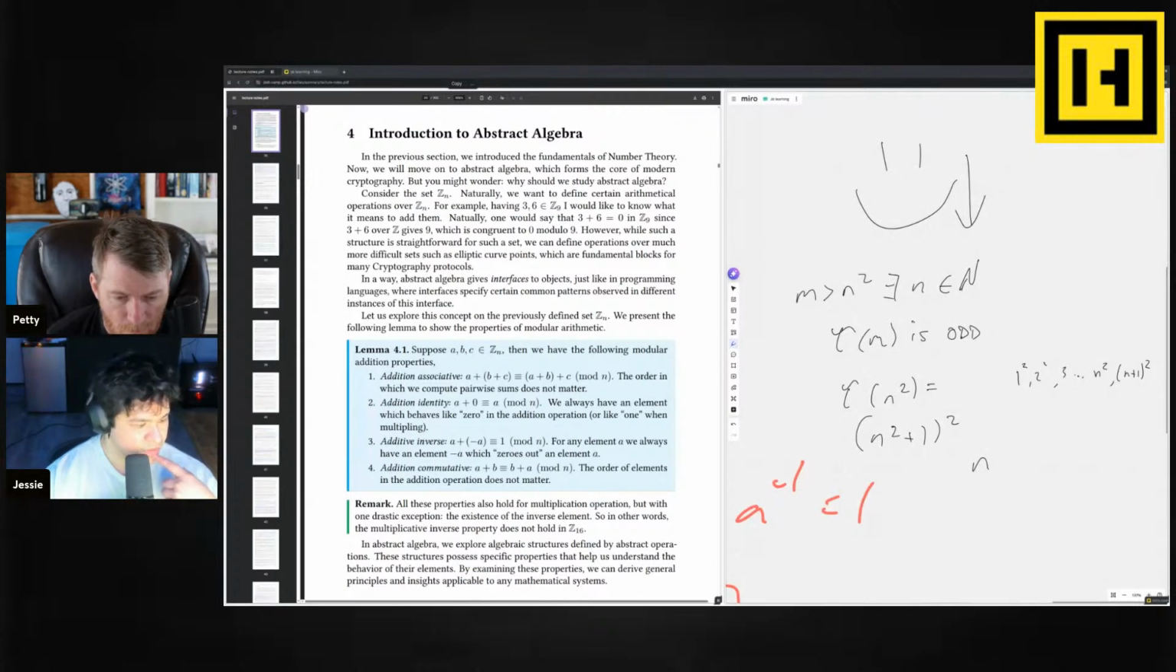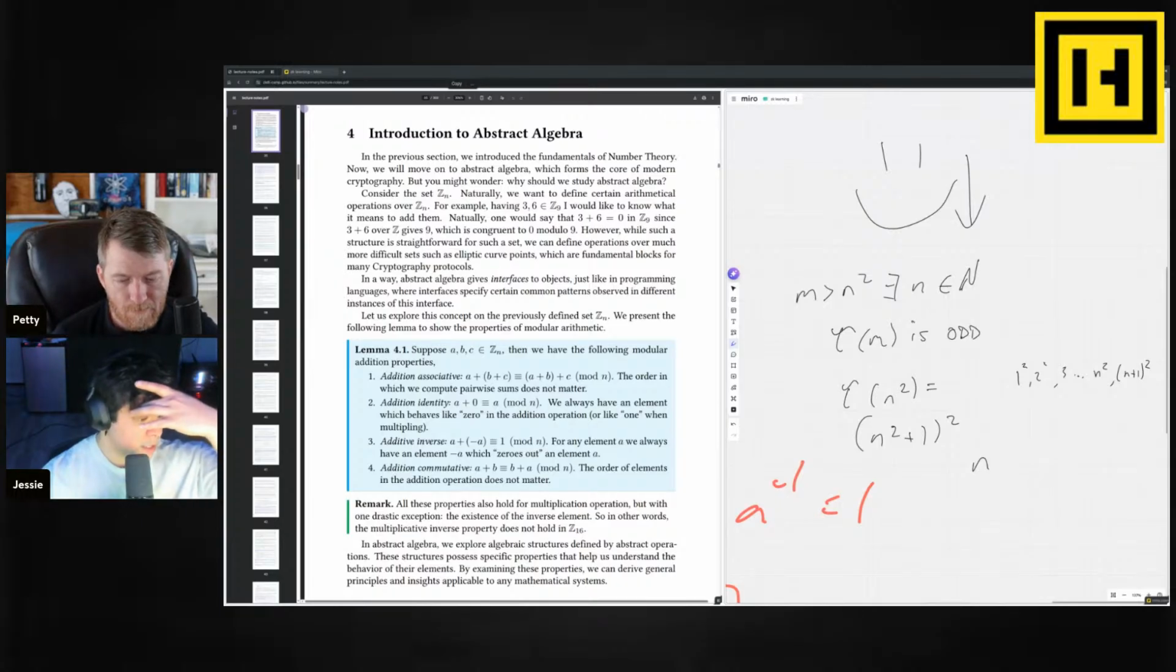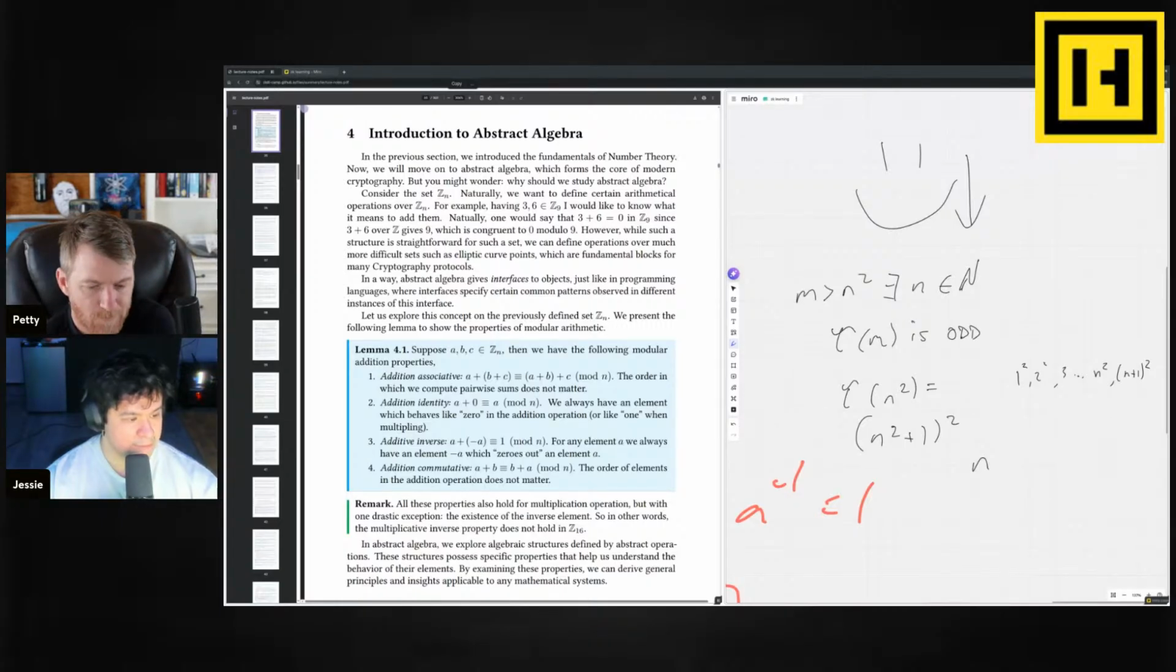However, while such a structure is straightforward for such a set, we can define operations over much more difficult sets, such as elliptic curve points, which are fundamental blocks for many cryptography protocols. In a way, abstract algebra gives interfaces to objects, just like in programming languages where interfaces specify certain common patterns observed in different instances of this interface. Let us explore this concept on the previously defined set Z sub n. We present the following lemma to show the properties of modular arithmetic. Lemma 4.1: suppose a, b, c belong to Z sub n. Then we have the following modular addition properties.